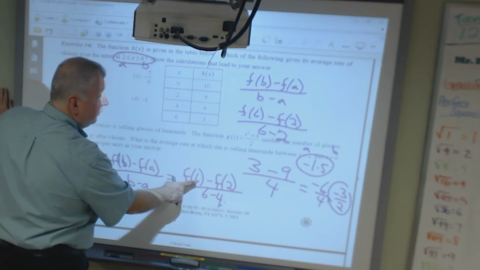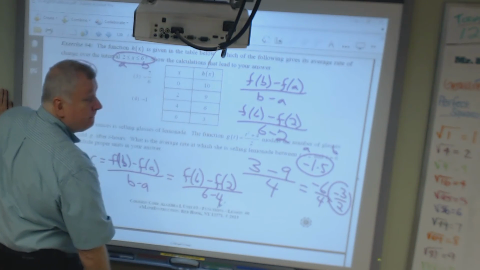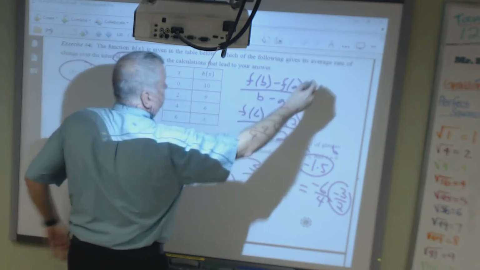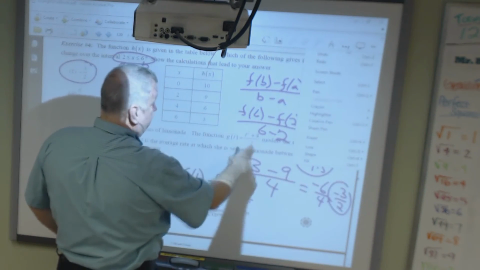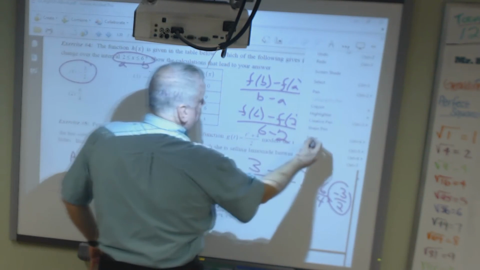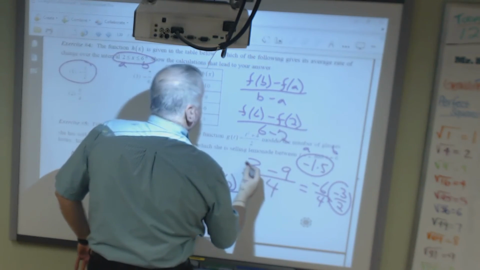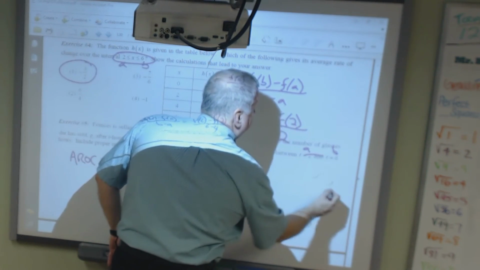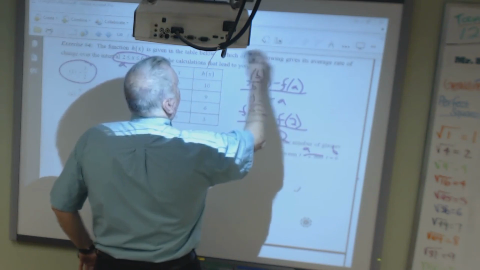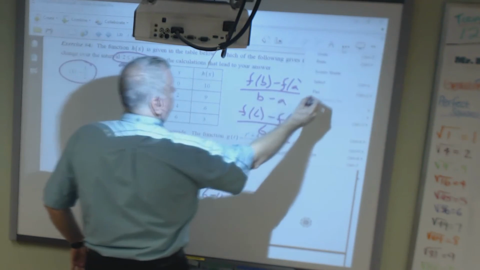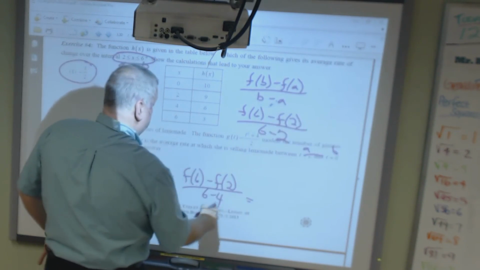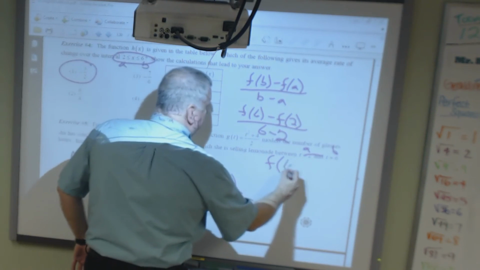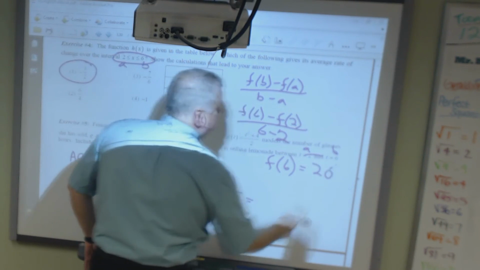How do we find what f of 6 would be? You've got to plug it into that equation. So what's 6 squared? 36. And you have 36 plus 4, which is 40. And what's 40 divided by 2? 20. So f of 6 is equal to 20.